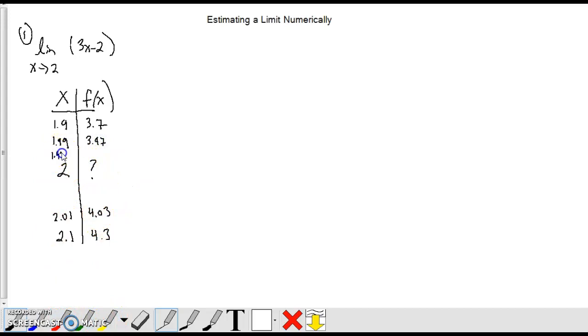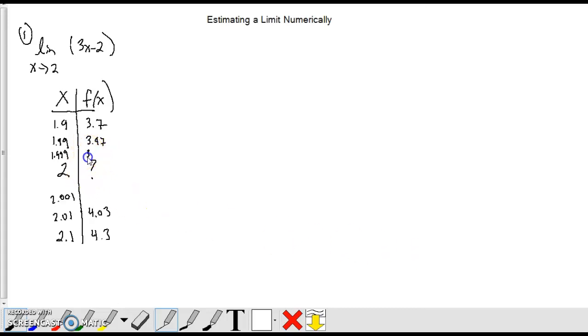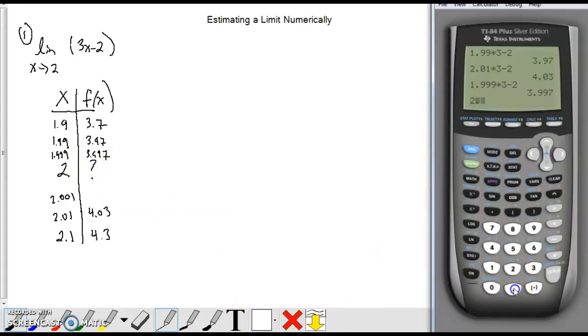So 1.999, 2.001. Again, the closer I get to the number 2 without actually using that, I will see what my limit is. So 1.999 times 3 minus 2, and notice I'm going to get 3.997. Excellent.